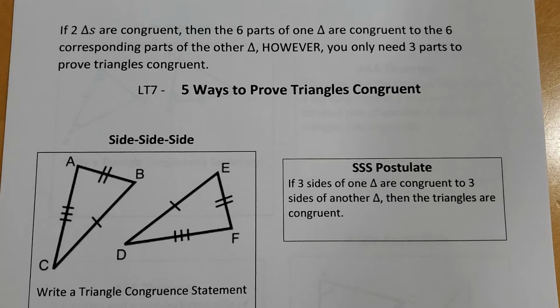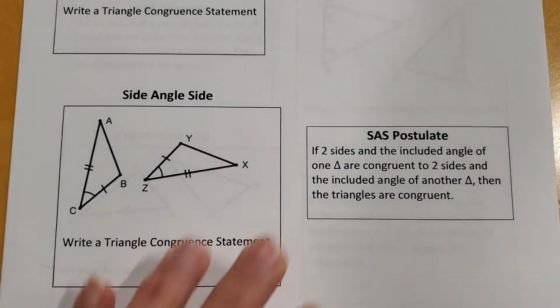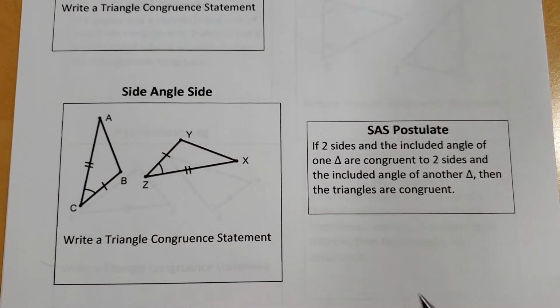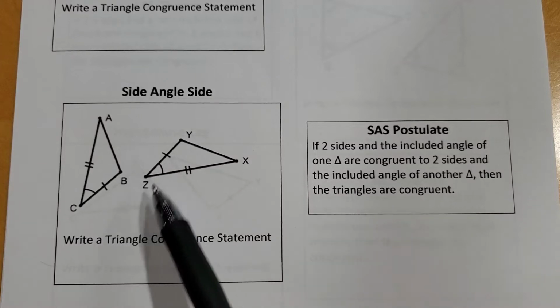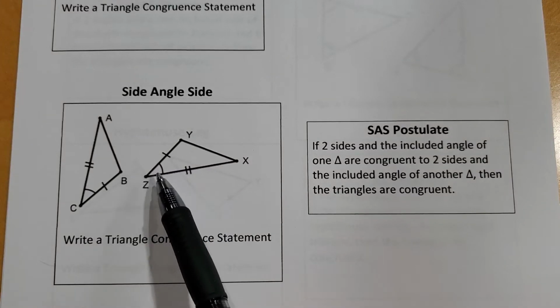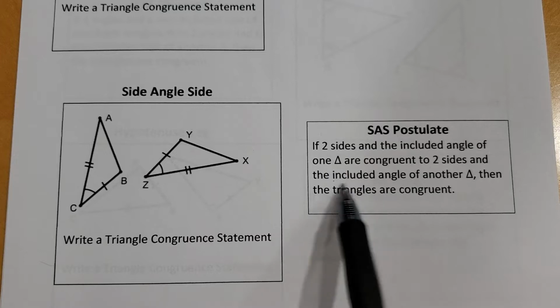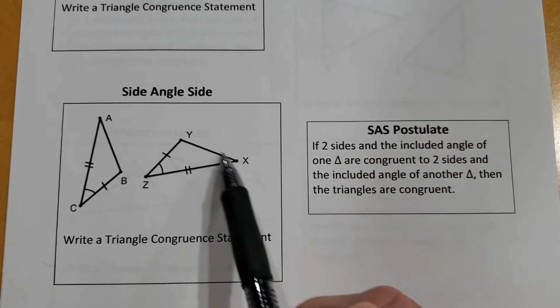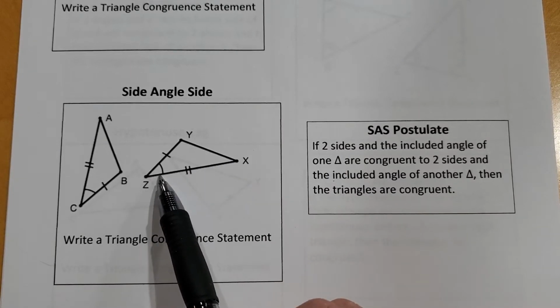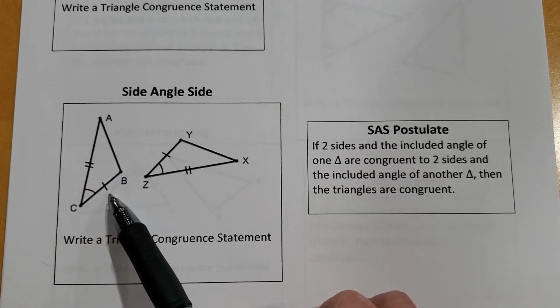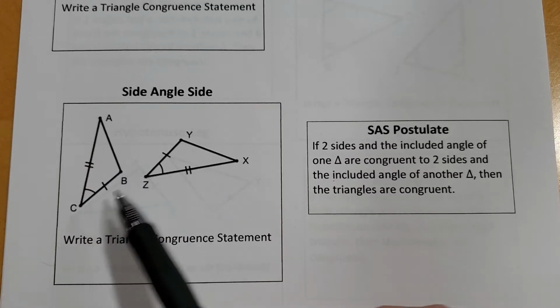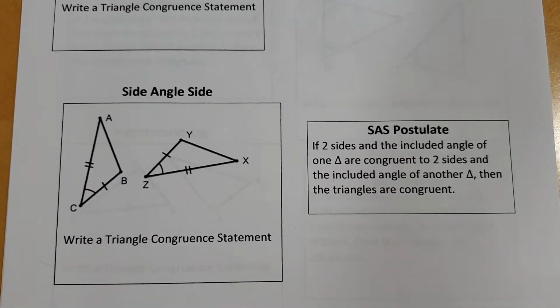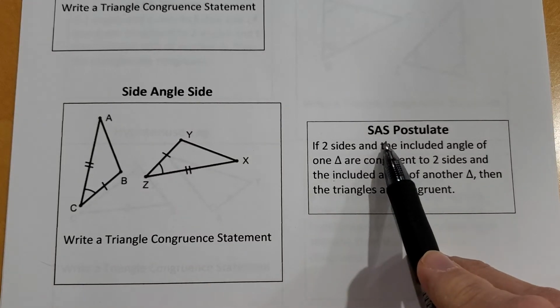to be corresponding sides. The next one is side, angle, side, and this says that if 2 sides of a triangle and the included angle, now the included angle means the angle between the 2 sides. It can't be one of those. It has to be the included angle. If 2 sides of one triangle are congruent to 2 sides of another triangle and their included angles are congruent, then the triangles are congruent. So that's our side, angle, side postulate.